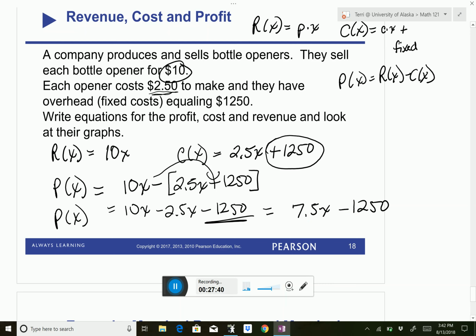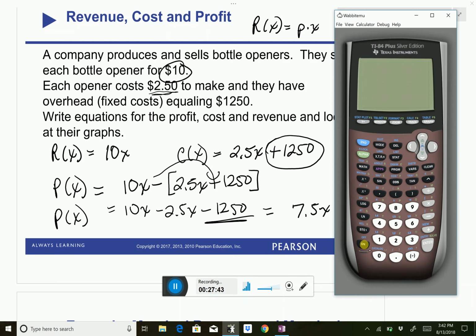So let me look at this for a second. If we want to look at these on a calculator, we've got on this one 10X, and then we'll do all these. There we go. 2.5X plus 1250. And those of you who have a color one, this would be so much nicer for you. And here we have 7.5X minus 1250, because that's coming out of our profit.